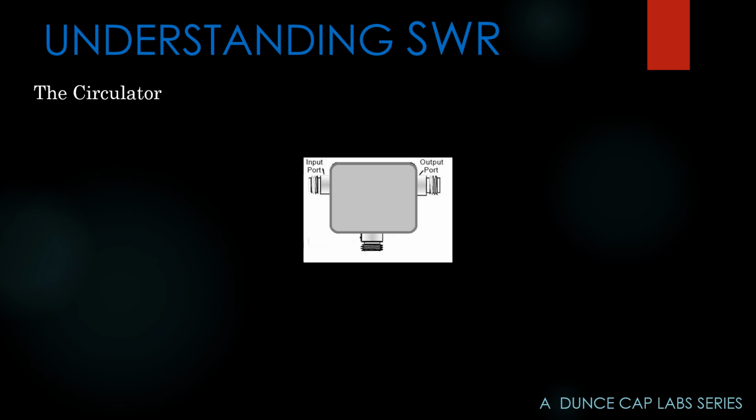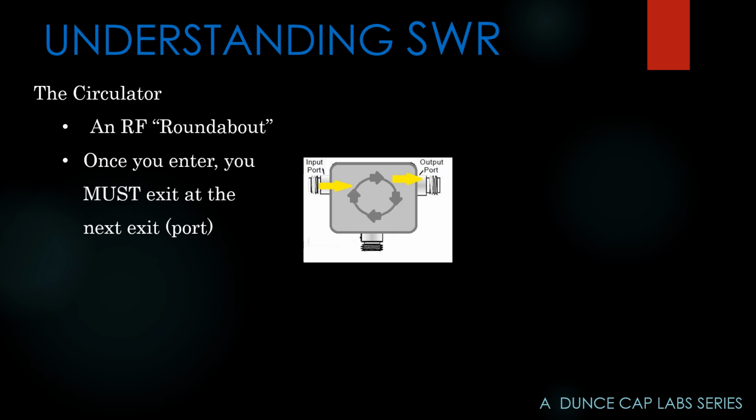Well, we start with the circulator. The circulator is just a very neat device. The mathematics and theory behind it are very intense. I admit I'm not up to speed on it. To me, it is almost completely a black box that does magic. You see, this thing is an RF roundabout. You must go around it in one direction only. And unlike the roundabout in your area, whatever port you come in, you must take the next exit.